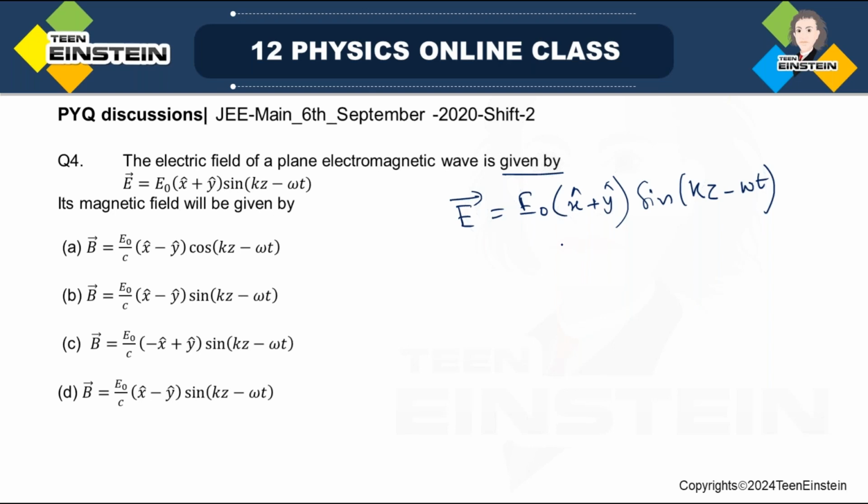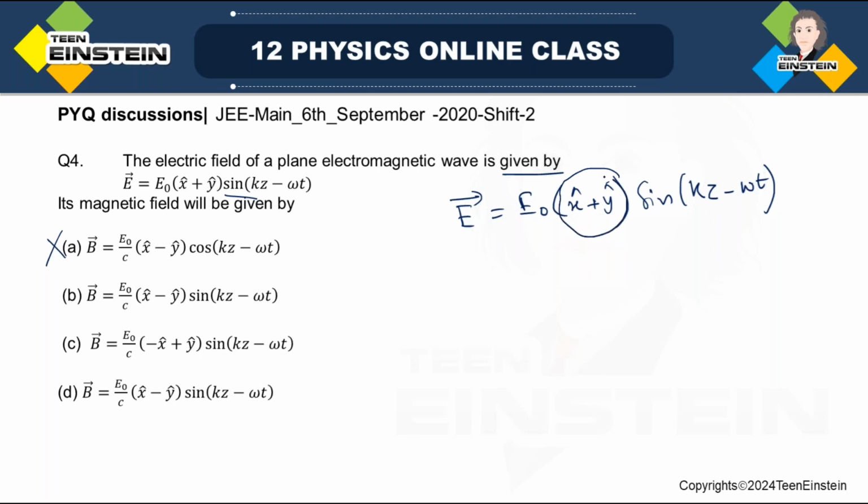So what will be the magnetic field? See, here there are different options given. The first option I can readily cancel, because if the electric field is given as sine kz, the magnetic field will also be given in terms of sine kz only. Okay, let us check with the other options. How do we do that? See, the magnitude is E0 by c and all are the same, so I'm not going to do all those things. The only thing is this one.